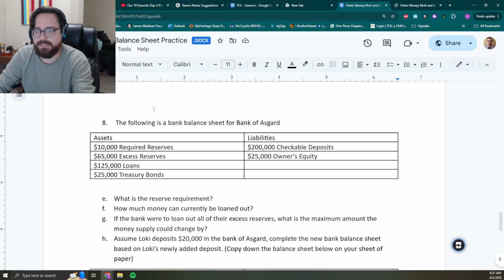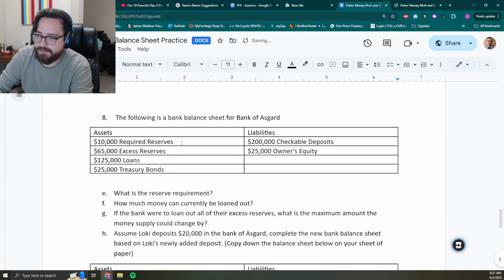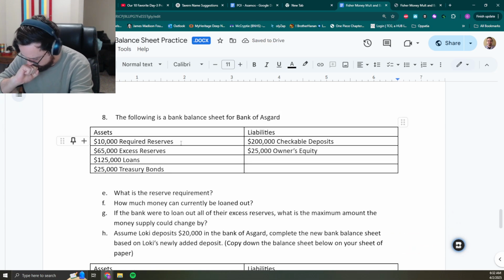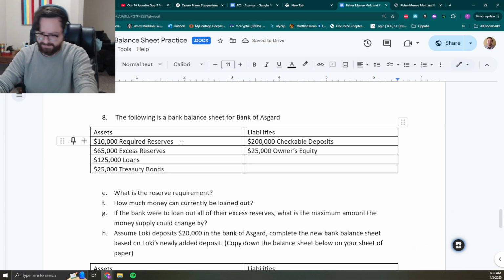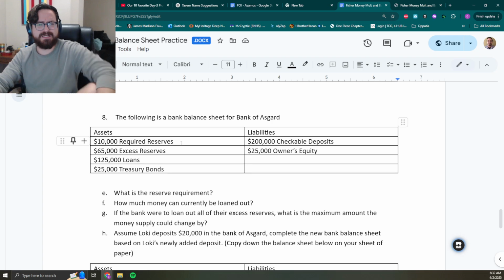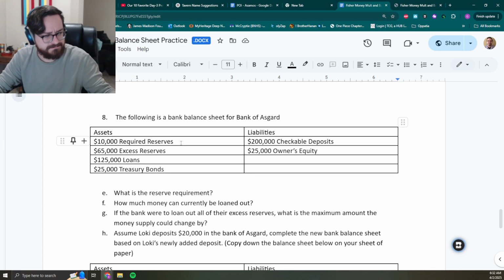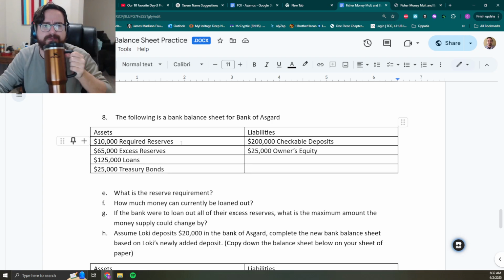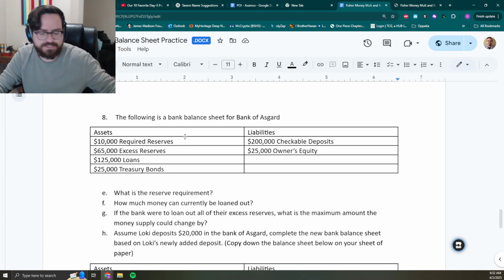Okay, next one. The following is a bank balance sheet for the Bank of Asgard. Yes, I was on a Marvel kick when I was making this one. I don't remember which movie had come out at this point. Might have been Endgame, I think. So when I created this practice a while back. Yeah, so this practice is a little old. But the questions still work.